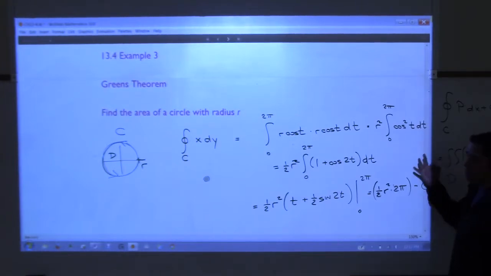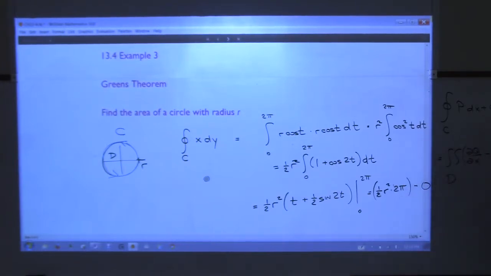But now you've seen it 3 different ways, right? That's kind of cool. Any questions here? Yes?